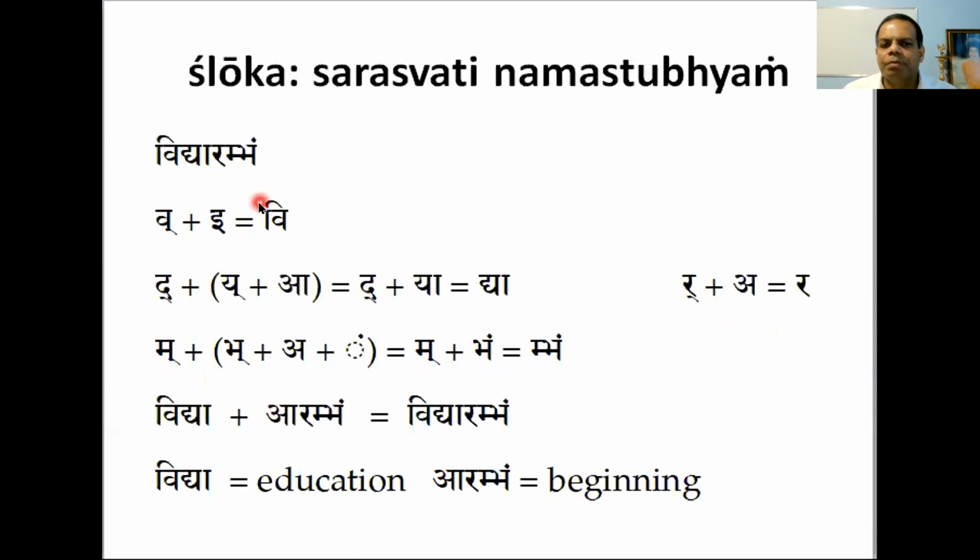So this Vidyarambham consists of two words called Vidya and Arambham. That is also something called a Sandhi. So Vidya plus Arambham becomes Dhya. The A sort of merges into it. Vidyarambham. Vidya means education, knowledge. Arambham means beginning. We are starting.